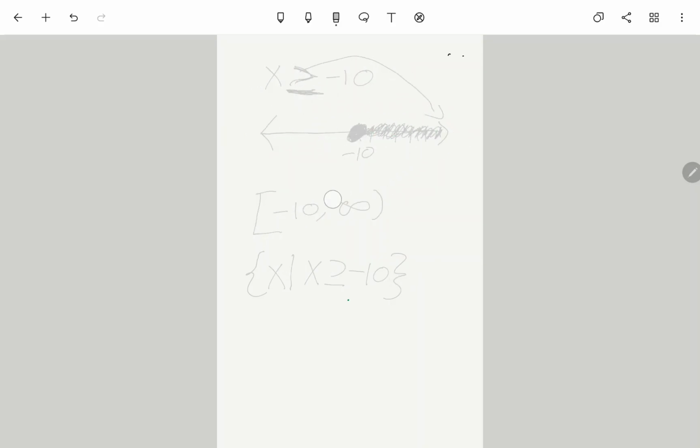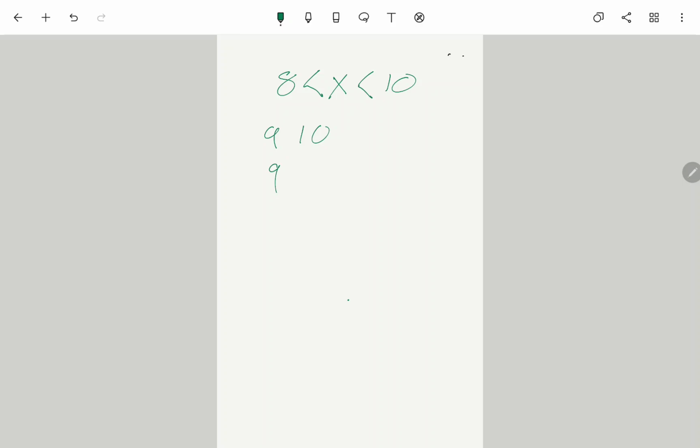Okay, now the last two. 8 less than x less than 10. Now, which numbers are greater than 8? 9, 10, right? Which numbers are less than 10? 9, right?